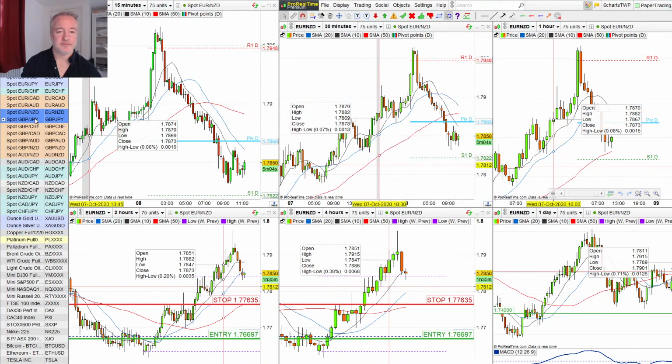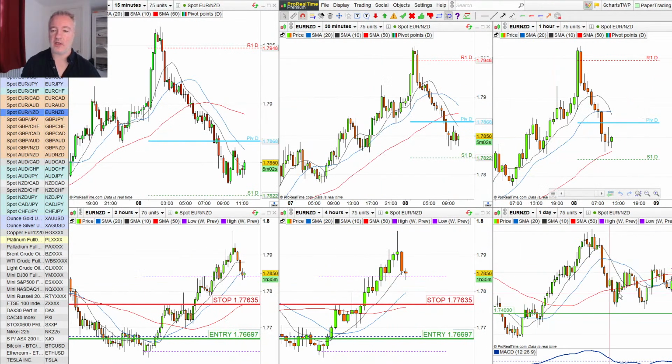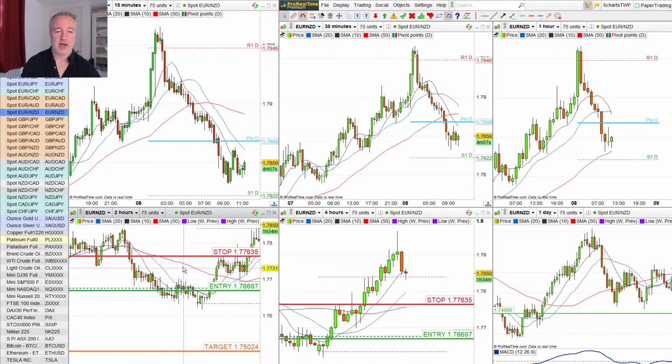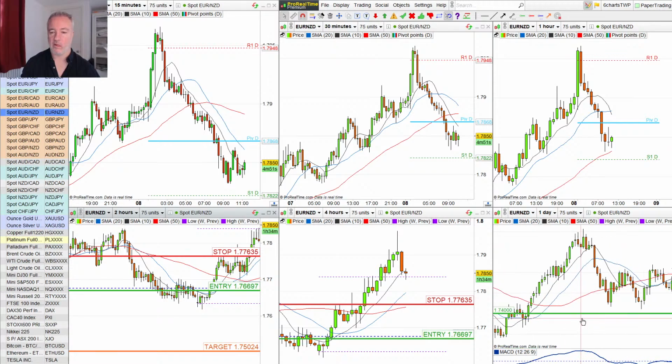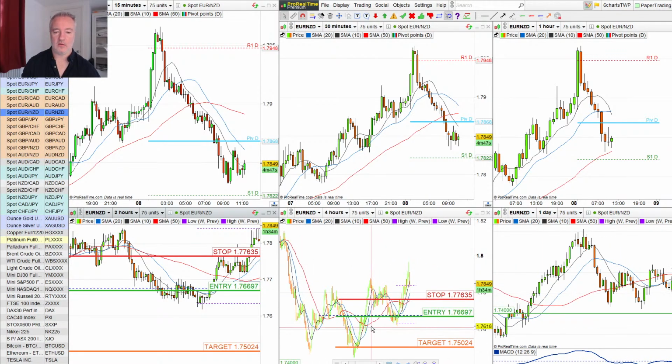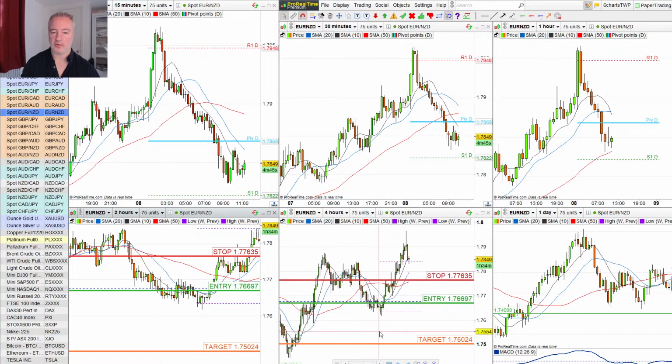Euro Kiwi. Euro Kiwi is trending upwards, but doing a retracement, so there could be some potential longs, and I think I can get rid of these lines now. This is not set up. What was that? It was a potential setup to go short, but it didn't trigger. So I think that can go.